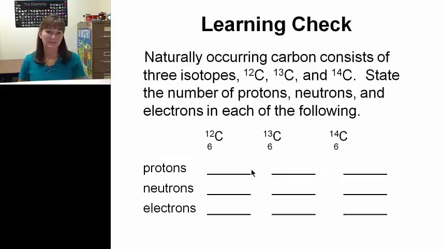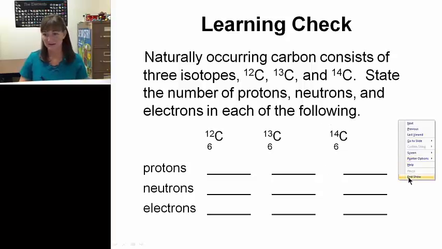So here is a learning check. Naturally occurring carbon consists of 3 isotopes: carbon-12, carbon-13, and carbon-14. State the number of protons, neutrons, and electrons in each of the following. So I'm going to grab my pen. I kind of want to do a quick little side note too.